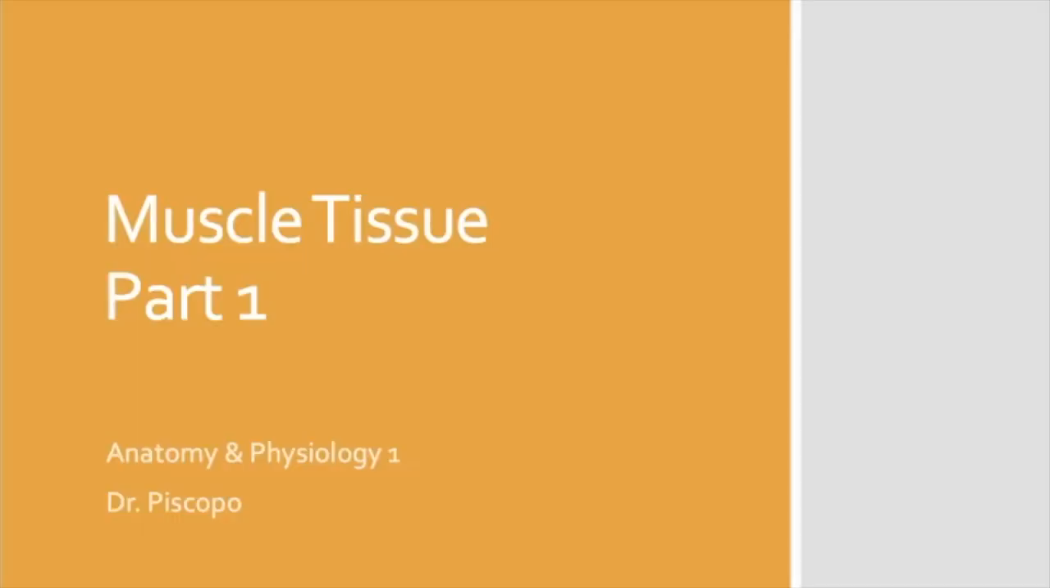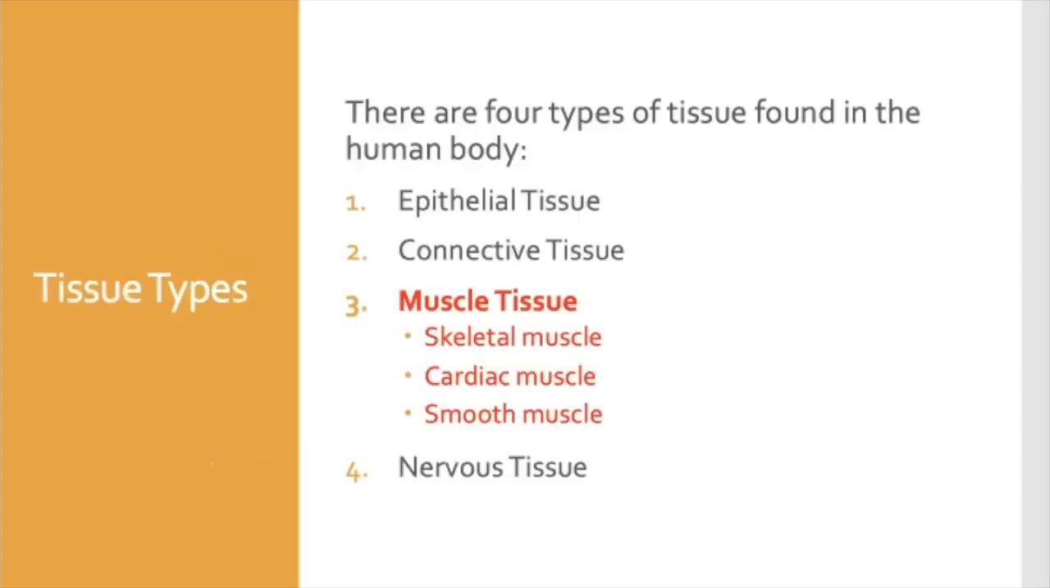This week in lecture, we're moving on from supporting connective tissue, including bone, cartilage, and joints, and we're beginning our discussion of the third kind of tissue found in the human body, which is muscle. Over the next two lectures, we'll be talking about the three different types of muscle tissue, including skeletal muscle, cardiac muscle, and smooth muscle. We'll be spending most of our time discussing skeletal muscle.